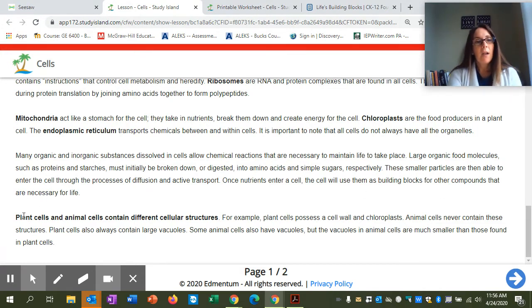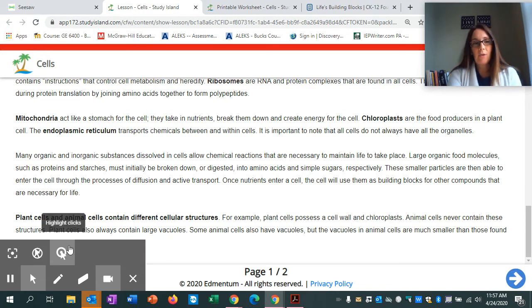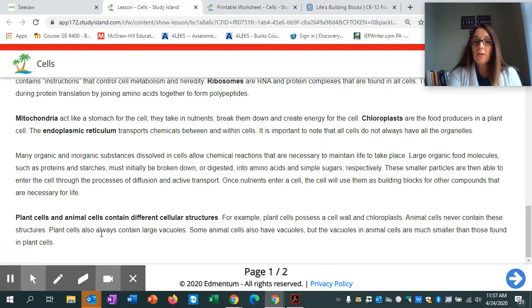Plant cells and animal cells contain different cellular structures. For example, plant cells possess a cell wall and chloroplasts. Animal cells never contain these structures. Plant cells also always contain large vacuoles. Some animal cells also have vacuoles, but the vacuoles in animal cells are much smaller than those found in plant cells.